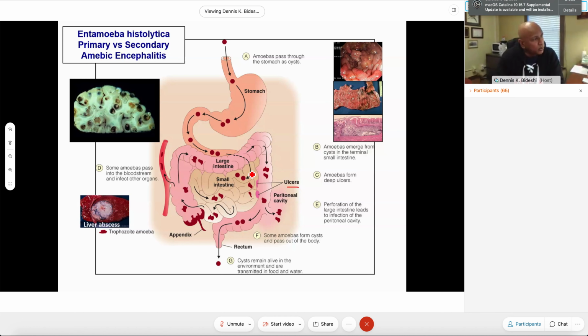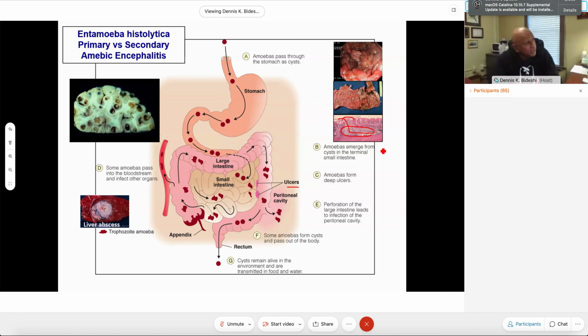And check out this cool picture here. This was taken from a person who has Entamoeba histolytica infection. And if you notice right over here, the parasite dug into the tissues. This is in the mucosal intestinal tract. And there's tons of parasites back here. So this is the primary disease. The primary disease occurs in the intestinal tract.